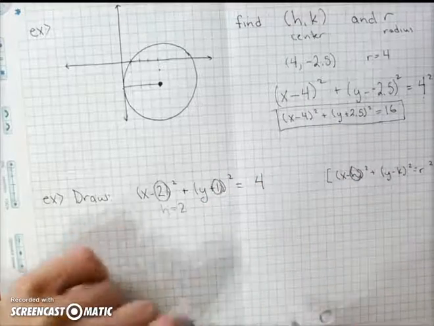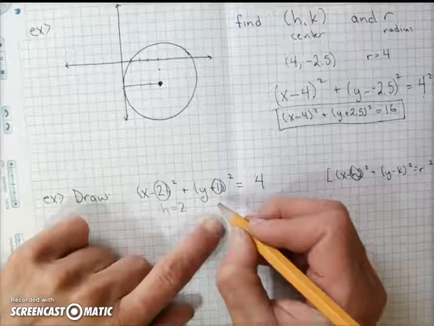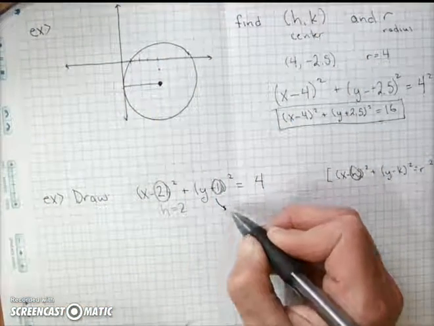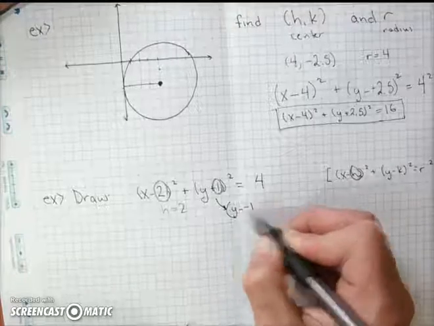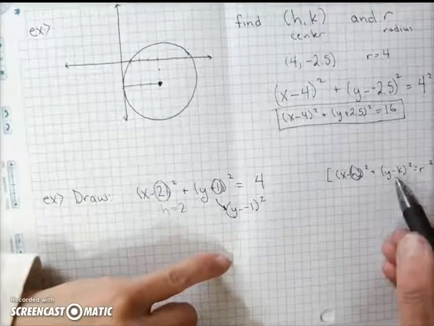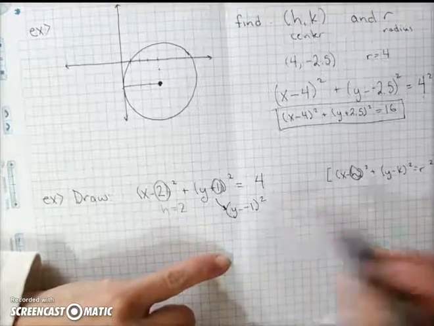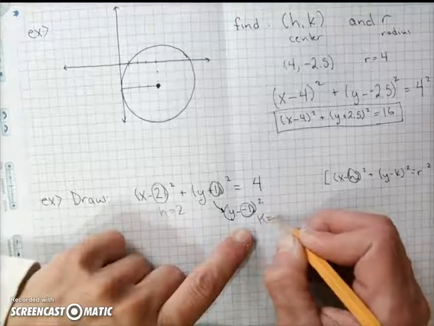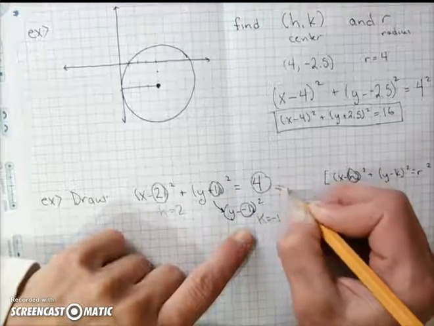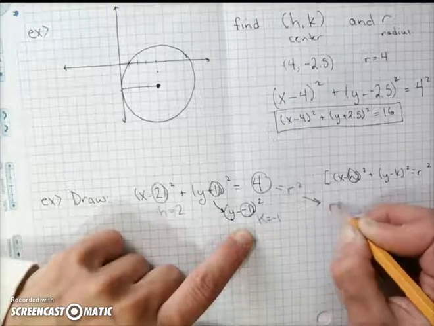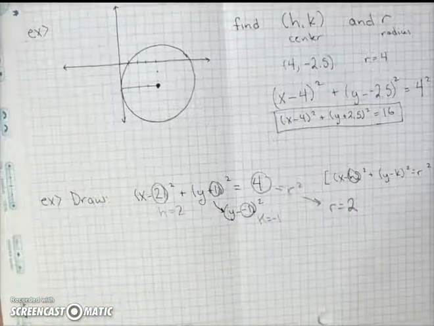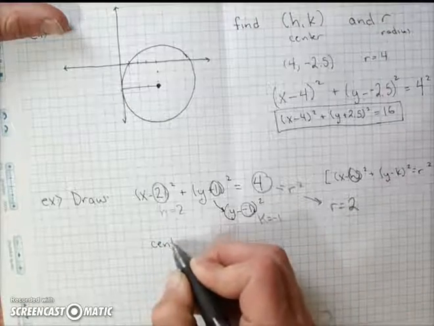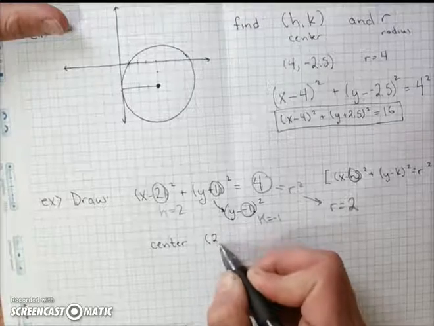K is whatever is subtracted from y, but this is written as y plus 1 squared. So just like up here, I should think of that as y minus -1 squared, because now it looks like the equation. I have to have y minus k. So once I write it this way, I know that k is -1. And 4 equals r squared, which tells me that r equals 2. So now I know the center of my circle is 2, -1.